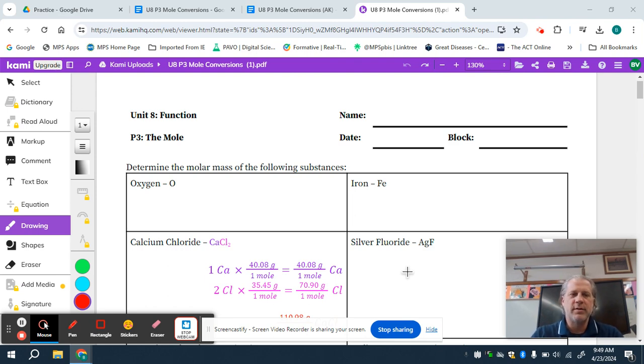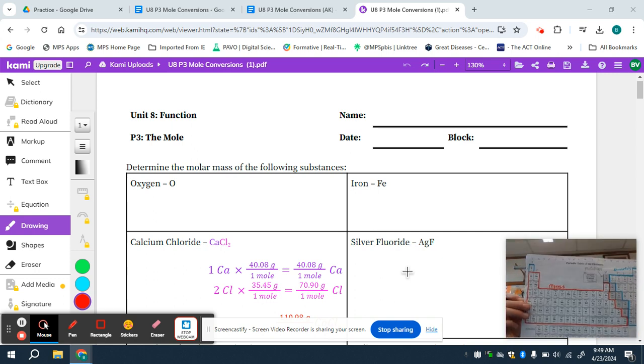Okay, so today's assignment while I'm at the golf meet is for you to work on this packet, which is Unit 8, Practice 3, the mole. We have to go back and think a little bit about how we calculate something called the molar mass. The way that we want to do that is we want to use our periodic table. So if you don't have your periodic table out, you should probably get it out.